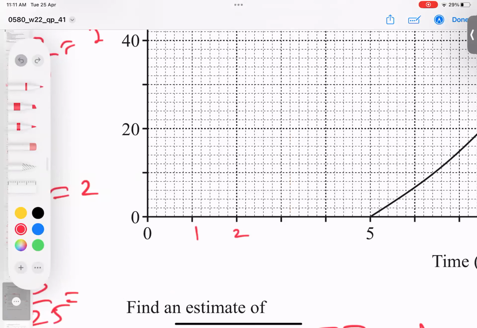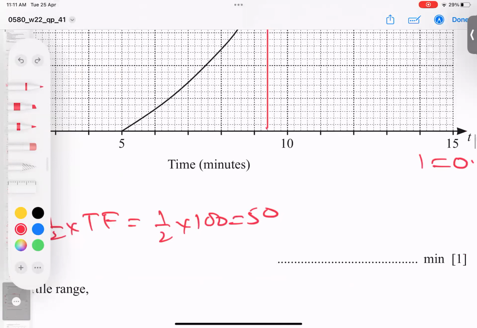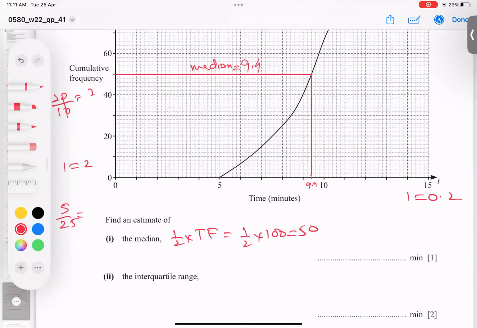I hope you got the idea. So let's start. What is this number? Because 1 box is 0.2, this is 9.8, 9.6, sorry, 9.8, 9.6, 9.4. So this number is 9.4. So I got 9.4 as the median. No need to show it on the diagram. This is not compulsory, just for the sake of your understanding.